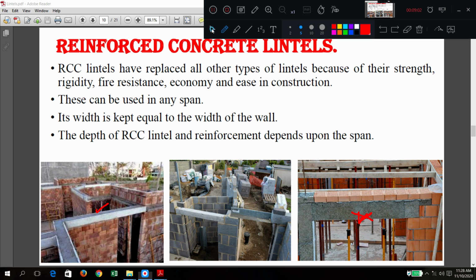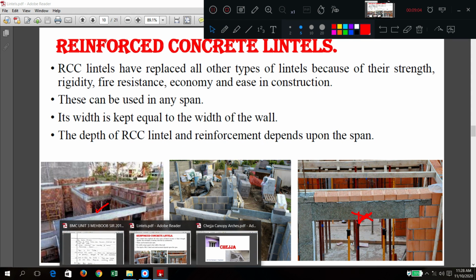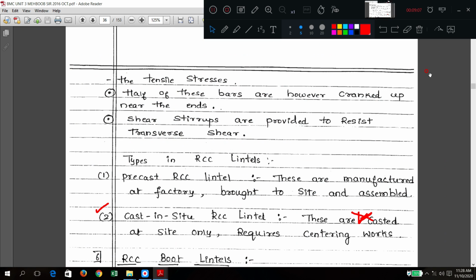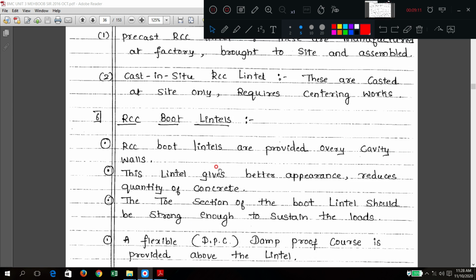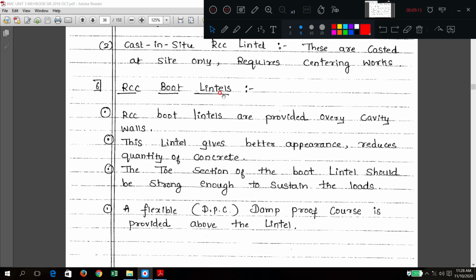Let us go to this one more diagram. The next type is RCC boot lintels. This type of lintel is generally provided over the cavity walls. I will try to draw the diagram here.